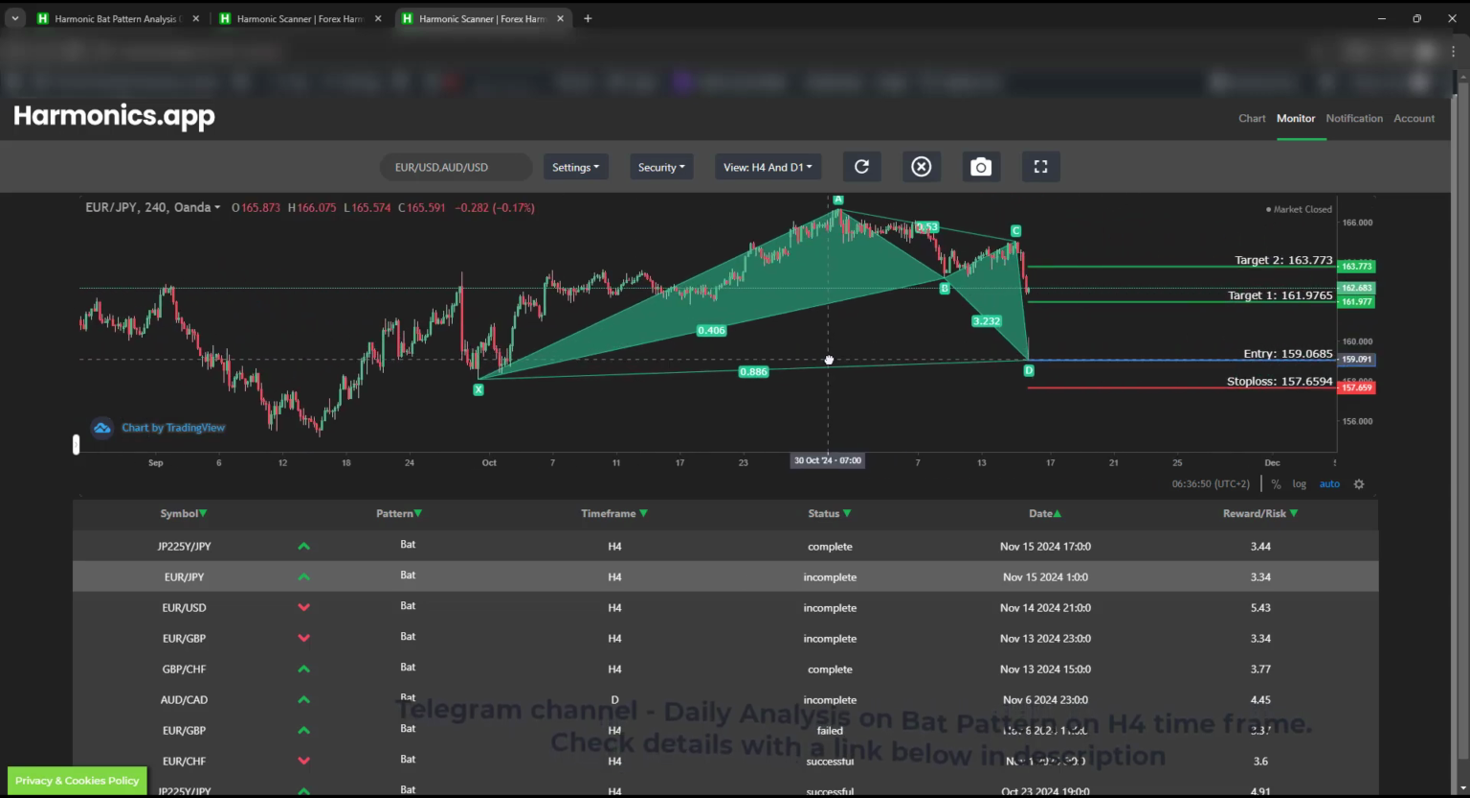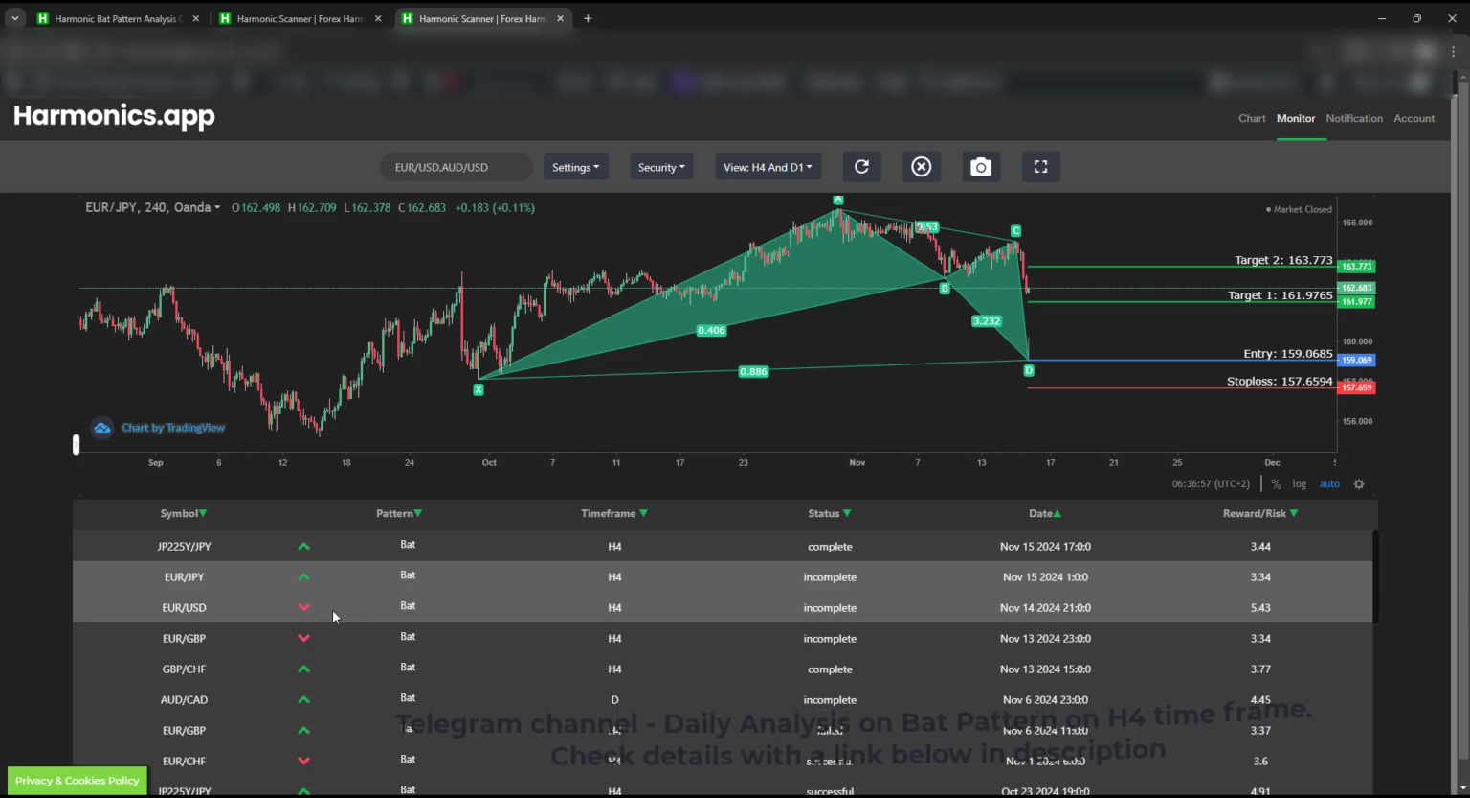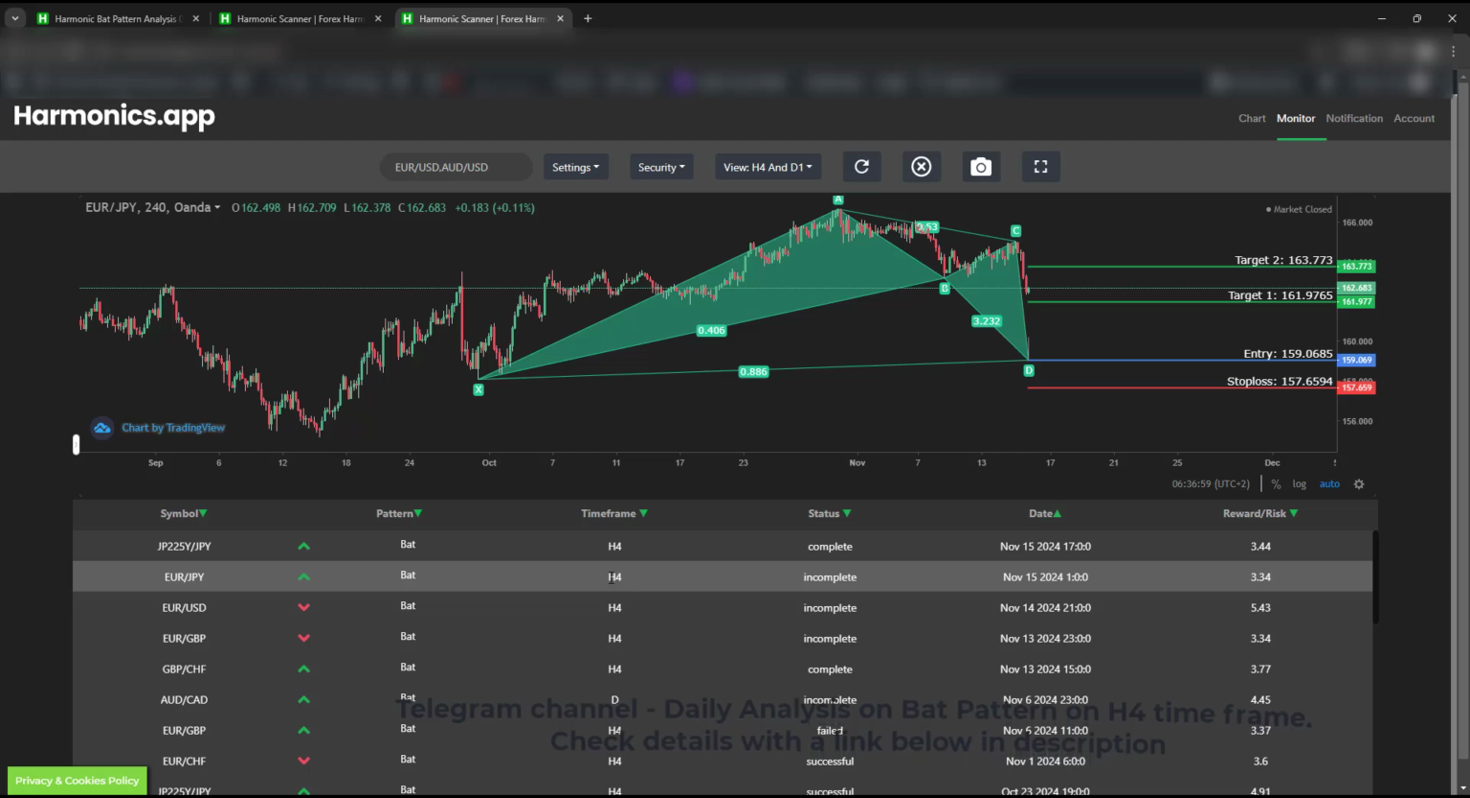this chart above will show this pattern on the chart immediately. Here you have a green arrow, which means it is a bullish bat pattern, or this one, it is a bearish bat pattern. This is the 4-hour time frame, so you can see it is 240, which means 240 divided by 60 minutes, you get 4 hours.